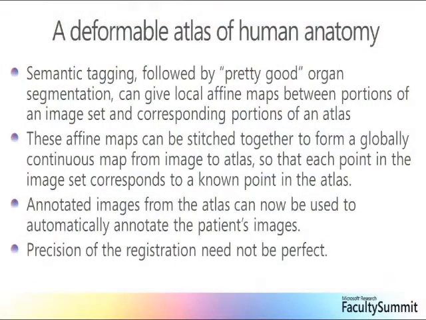Okay, so let's start with the first, deformable atlas of human anatomy. So think about it. Semantic tagging followed by, we'll say, pretty good organ segmentation. Doesn't necessarily, even in this context, have to be absolutely perfect down to the pixel. Can give you a local affine map between portions of an image set and what is essentially an atlas, a universal human who can be stretched locally, sort of like Gumby, stretched locally in various directions. So the anatomy corresponds basically one-to-one with the image set that you're looking at.